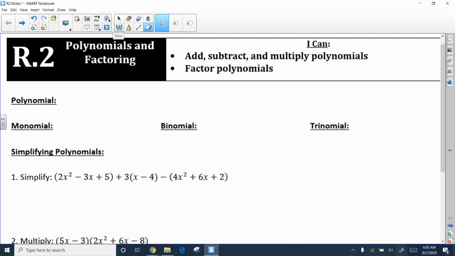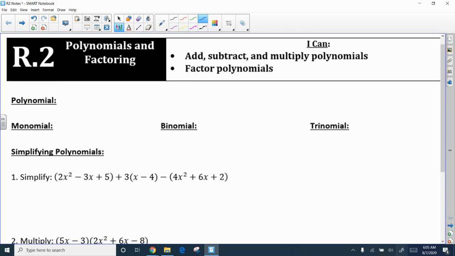We are going to be starting R2 today. R2 is still review from Unit R, and today we'll be doing polynomials and factoring. Our learning targets are: I can add, subtract, and multiply polynomials, and I can factor polynomials. Both are very important skills that you have seen before, and you'll see them throughout this whole course. They're so important to know how to do, especially factoring.